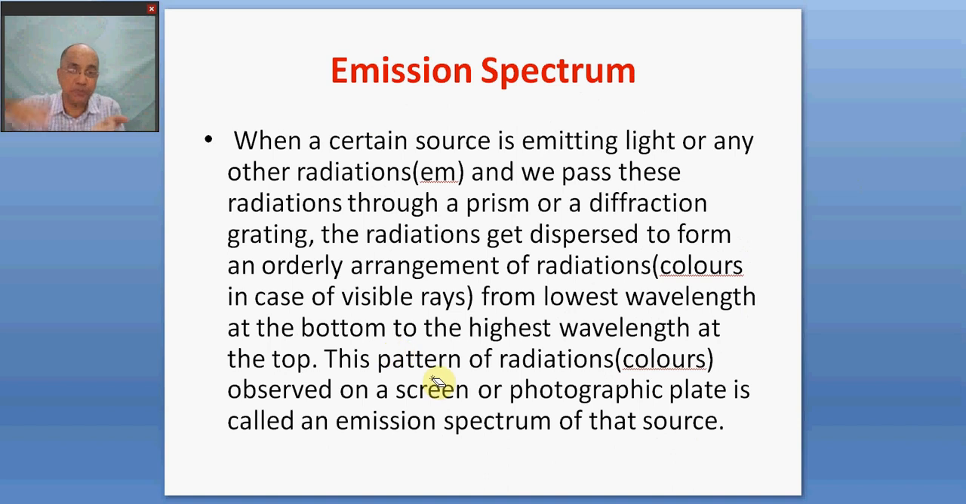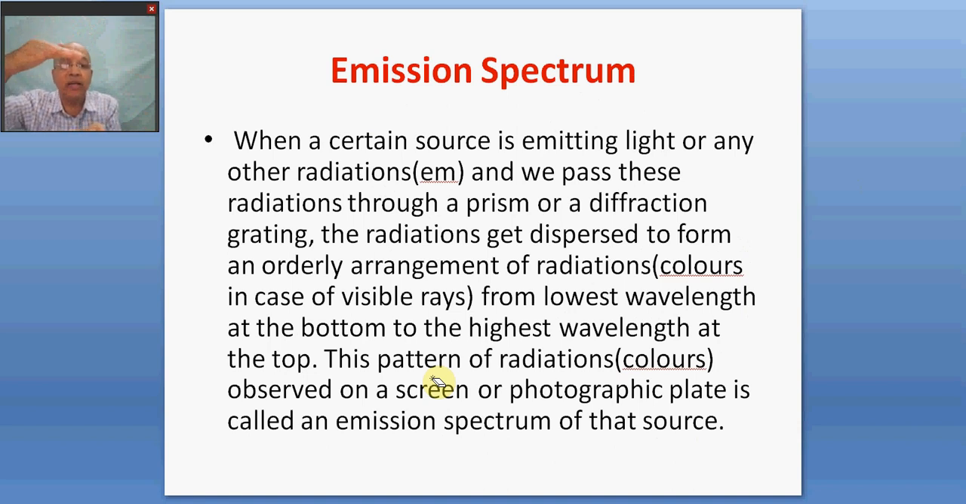This spread of colors or radiations goes from the lowest wavelength to the highest wavelength, from the highest frequency to the lowest frequency. As you know, frequency and wavelength are inversely related to each other. So this spread will be recorded on a screen or on a photographic plate.